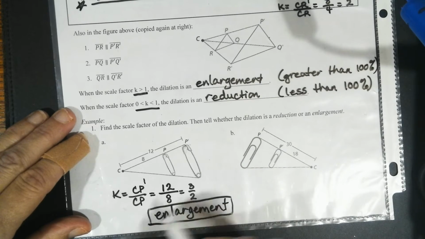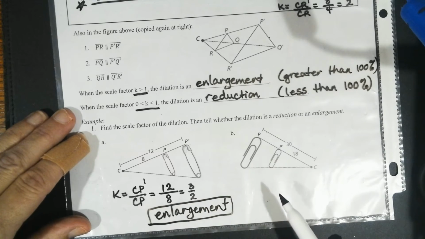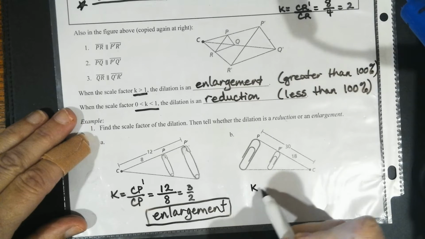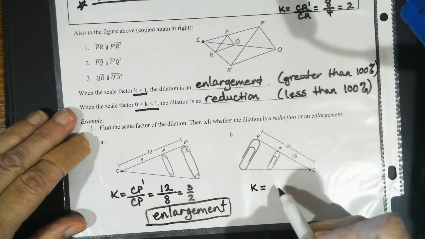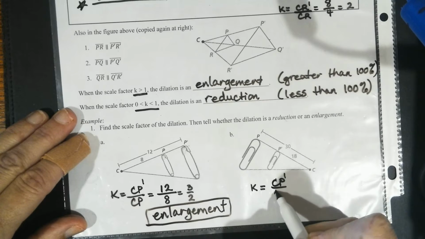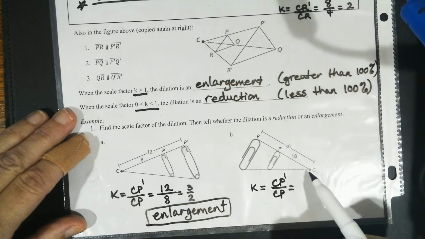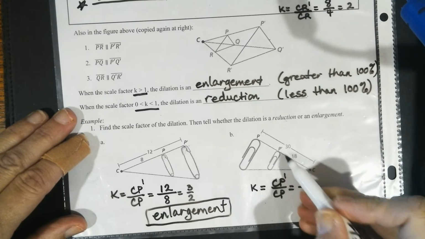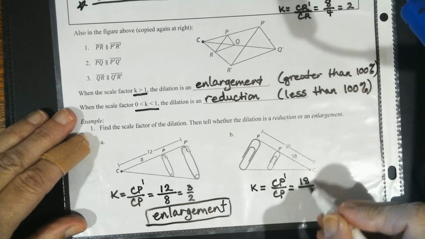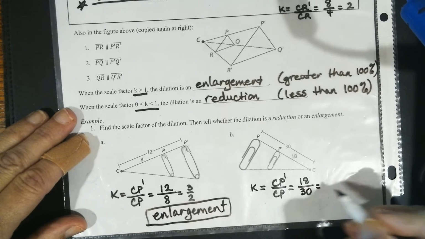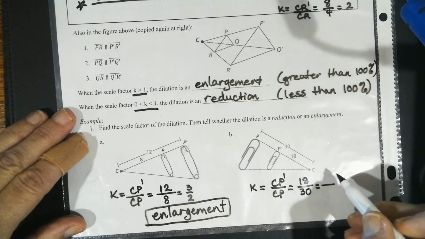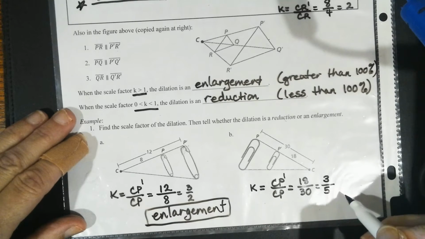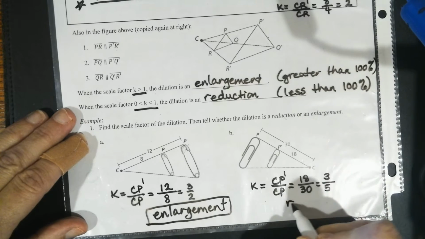It's going to get bigger, and you can see that it's getting bigger, but this is the same type of picture, and you don't know if it's getting bigger or smaller. All you know is that K is equal to CP prime over CP, and you'll notice CP prime is 18. That's the small one. So that's where you end up. You started with CP, which is 30. Okay, and we're going to reduce that to 3 over 5. And 3 over 5 is less than 1, so that's going to be a reduction.